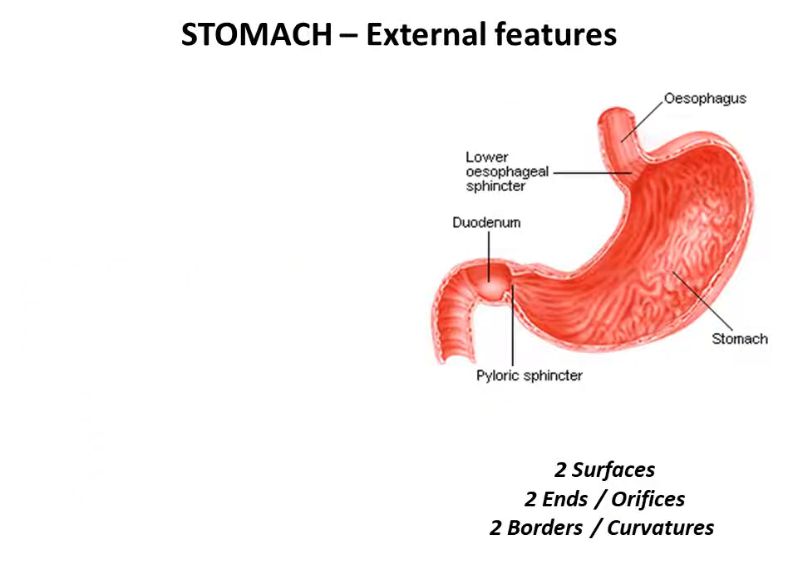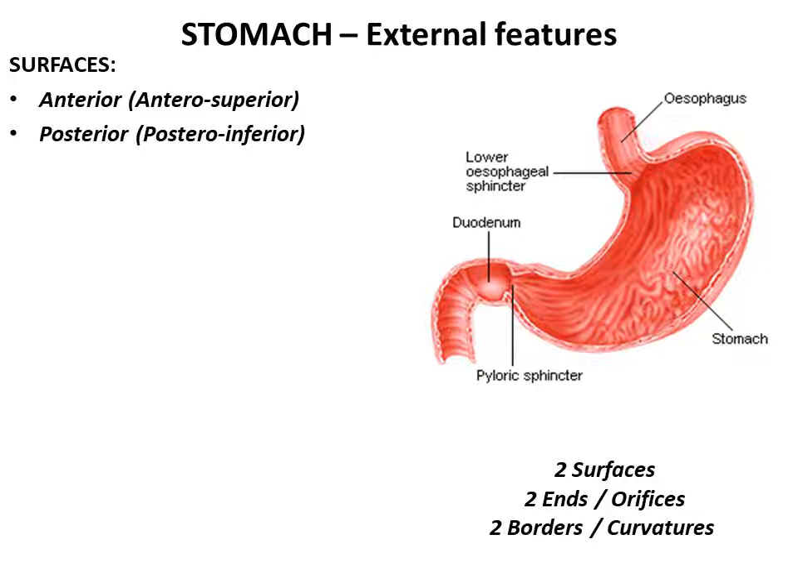The external features of the stomach: it has two surfaces, two ends or orifices, and two borders or curvatures. The two surfaces of the stomach are the anterior surface and the posterior surface. However, as the stomach is rotated around a horizontal axis, the anterior surface faces forwards and upwards, hence also called the anterosuperior surface, and the posterior surface faces backwards and downwards, also called the posteroinferior surface.